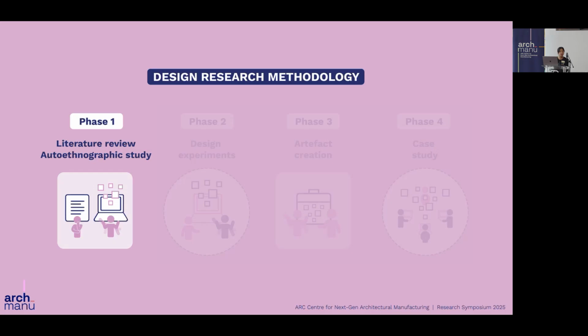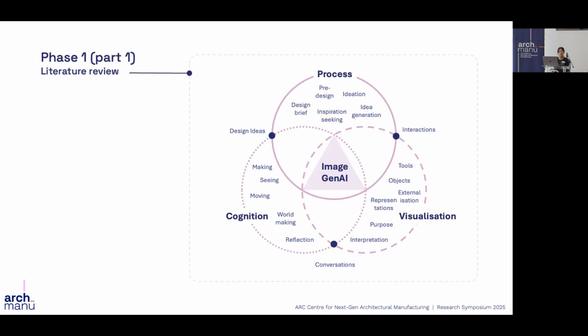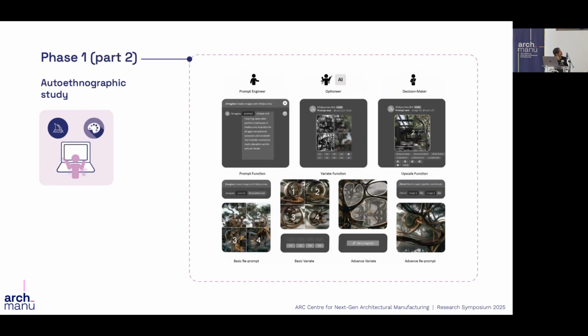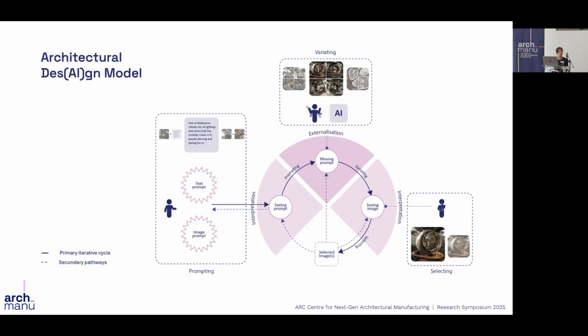As a quick recap, phase 1 involved a literature review as well as an autoethnographic study. What this phase involved was exploring different aspects of design process, cognition, as well as visualization from both a traditional design perspective as well as an AI integrated design perspective. From phase 1, what we disseminated the learnings into is the following design process model.